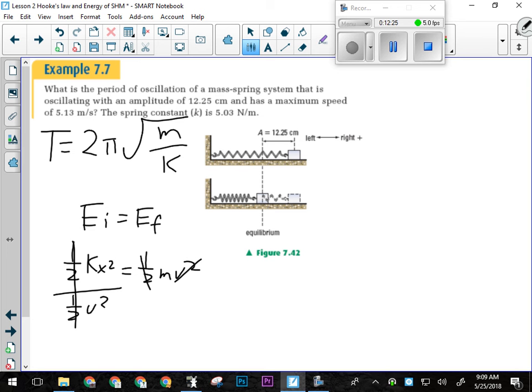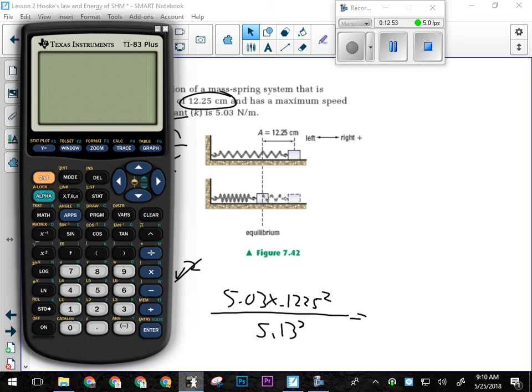So we would have 5.03 times 0.1225 squared. And guys, this happens all the time in these kinds of questions. They really like to throw things in centimeters and just see if they can catch you using the wrong number. Obviously, it has to be in meters because we're dealing with energy here. Then we're dividing that by v squared, which was 5.13. That'll give us the mass.